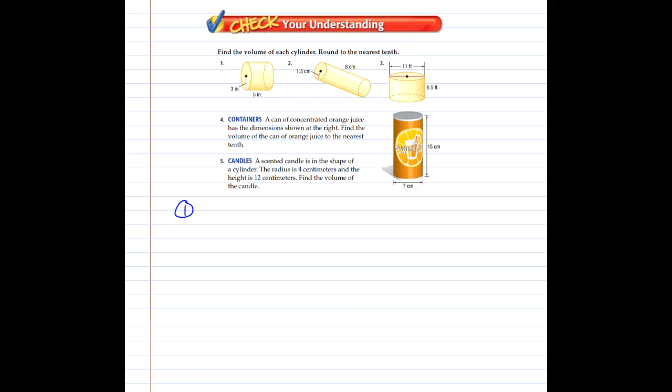Find the volume of each cylinder, rounding to the nearest tenth. In number 1, you give me the radius. So I'm going to use the formula of volume equals pi r squared, area of the base, times the height. So it's pi times my radius, which is 3, squared times my height, which is 5. Gives me a volume of 141.37166, which I'm going to round to the nearest tenth, 141.4 inches cubed.